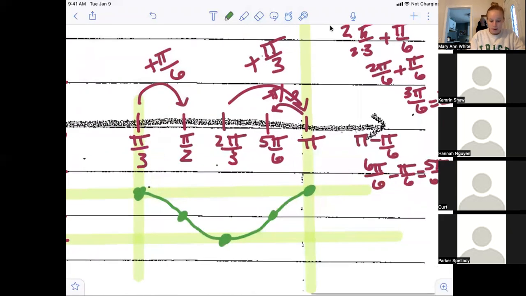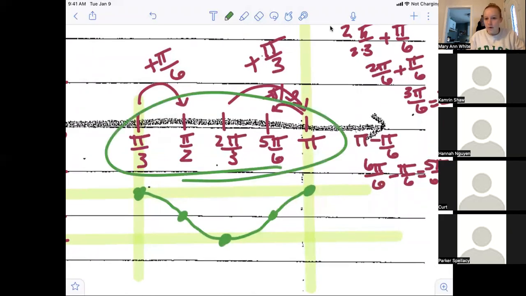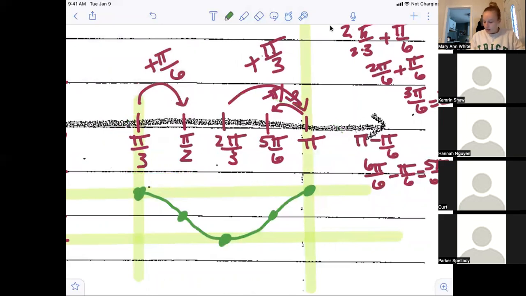Again, the hardest part is the labels right here, but it's important that we work on that. All right, what questions do we have? Anybody? Okay. We're gonna get into 4 or 5.